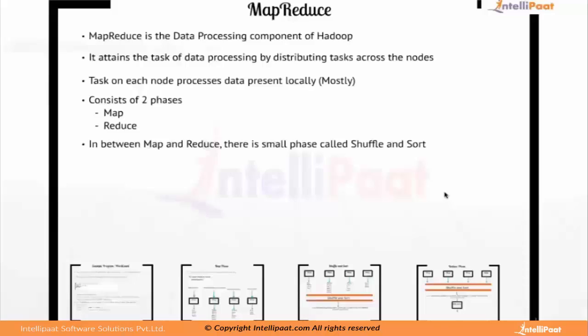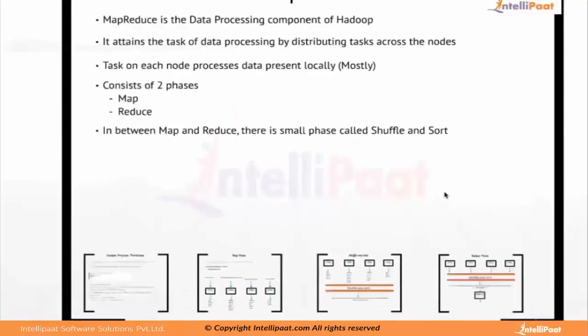Okay. So MapReduce is the data processing component of Hadoop. It attains the task of data processing by distributing tasks across the nodes. Task on each node processes data locally. Okay. The data is processed locally. So we've seen that. In between map and reduce, there is a phase called shuffle and sort. So there are 2 phases, map and reduce, and in between map and reduce is a phase called shuffle and sort. So let's understand this.